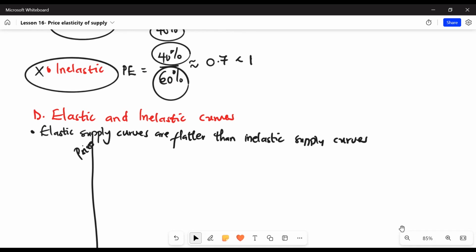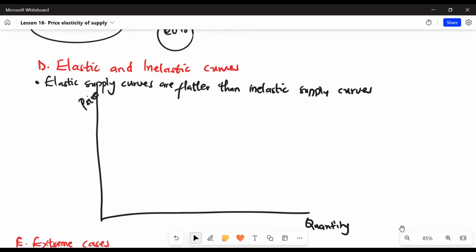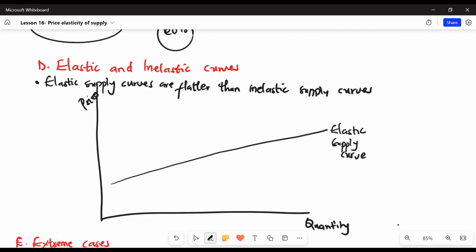Now that we know how to interpret the price elasticity of supply, let's look at how the curves will look like. Generally, elastic supply curves are flatter than inelastic supply curves. So if we draw two curves, the elastic supply curve will look something like this. So this will be our elastic supply curve, and our inelastic supply curve will be much steeper. So this is the inelastic supply curve.